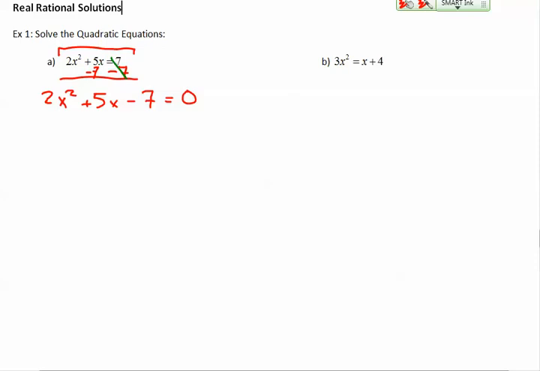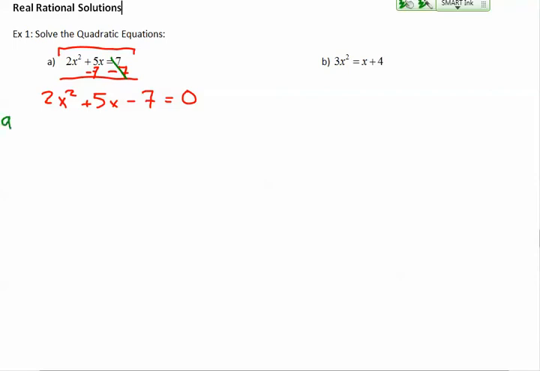We're doing problem A from the notes packet. All right. So now it's in standard form because everything's on one side with the 0 on the other side, and I'm in decreasing order for my exponents. I have x squared, x to the first, and then I have my constant. Now I need to identify what are my A, B, and C.